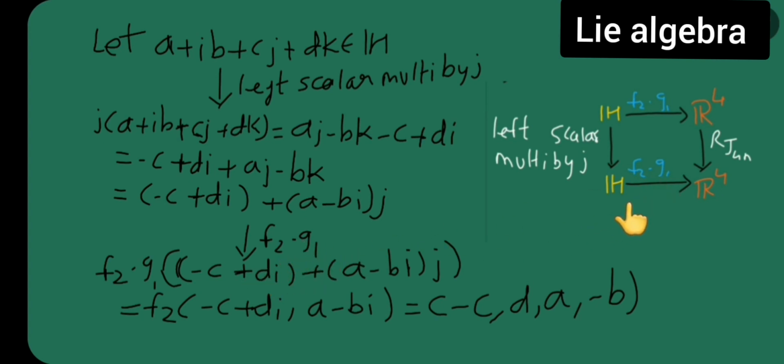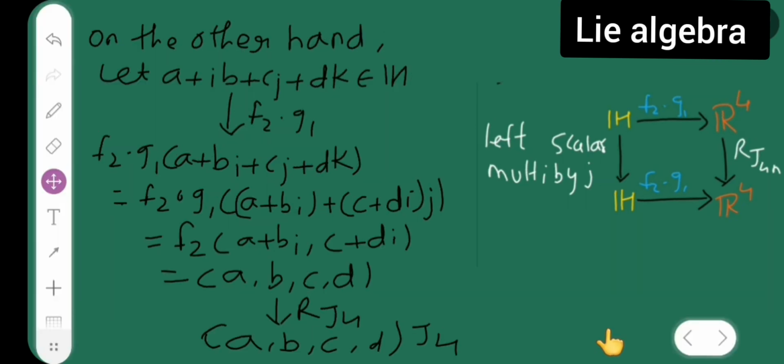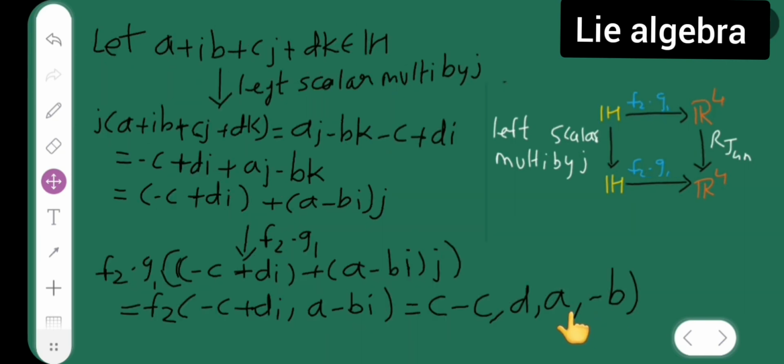Then now you have to get R4, right? So for that you have to do this into this. So this I have written here, and then this you have to write here. Now G1 into this is minus C plus DI comma A minus BI, and F2 you have written as it is. Now F2 into this is nothing but minus C comma D comma A comma minus B. On the other hand, this is my path 2, and here I got my path 1. So finally I reached R4 from here to here.